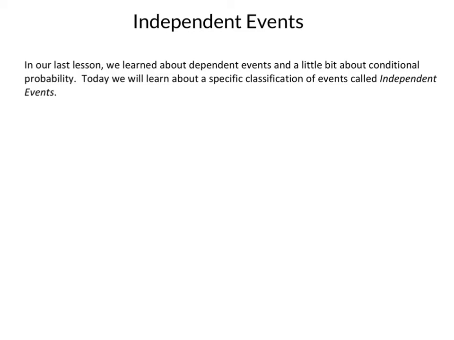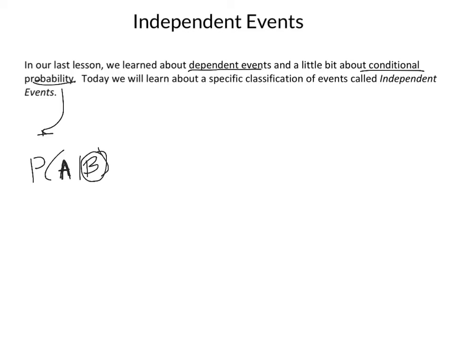All right, now in our last lesson, we learned about things called dependent events and about something called conditional probability. And you may remember that the notation for that was we would do something like the probability of A given B. And the idea was that the probability of A may be impacted by whether or not B has happened.